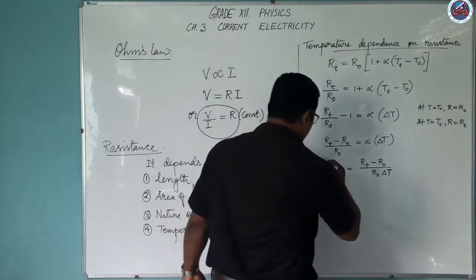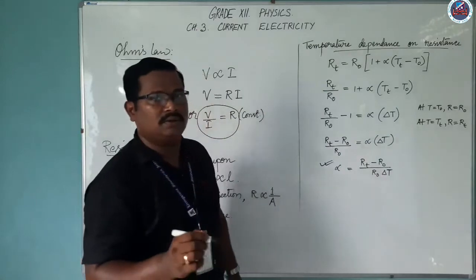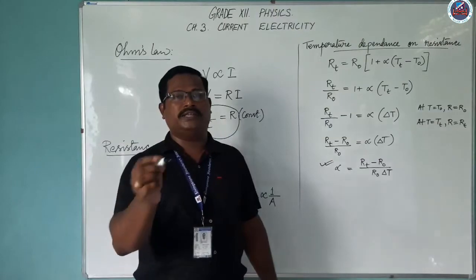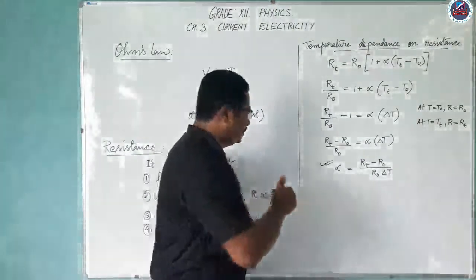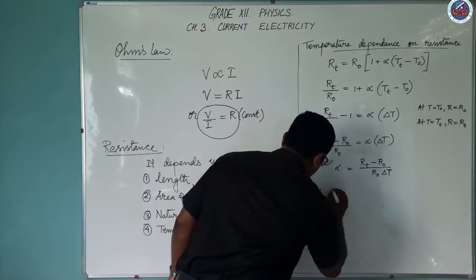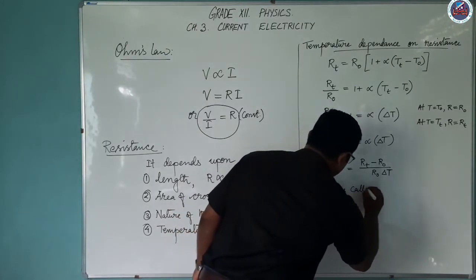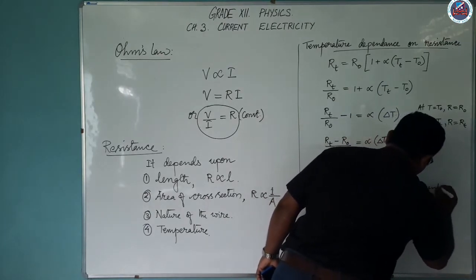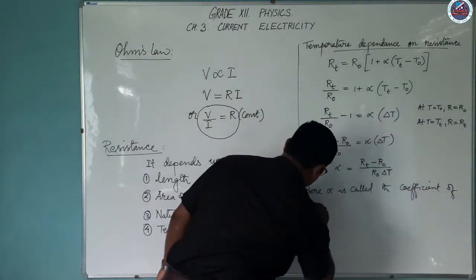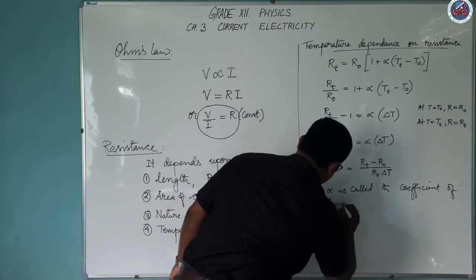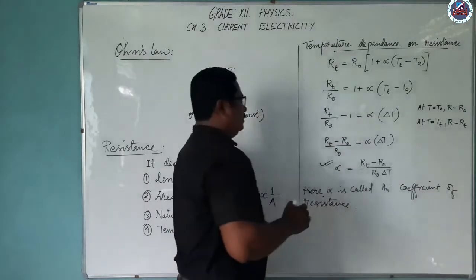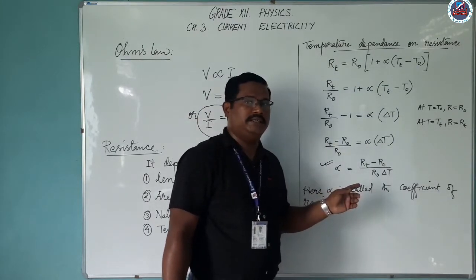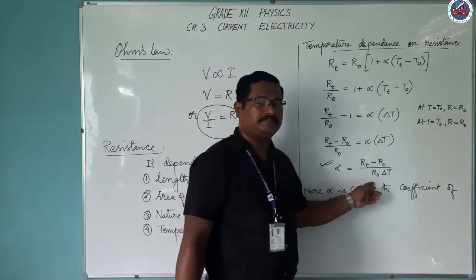Then what about this alpha? Alpha is called the coefficient of resistance. This coefficient of resistance, how can we define it now? We can define it from this formula.